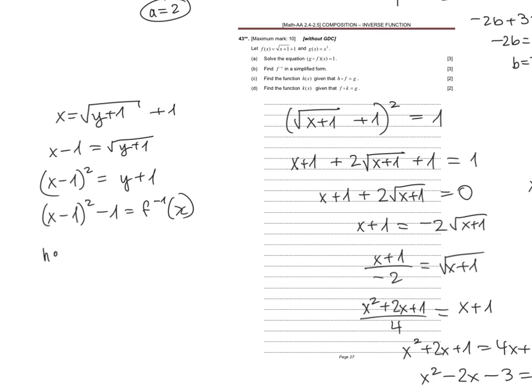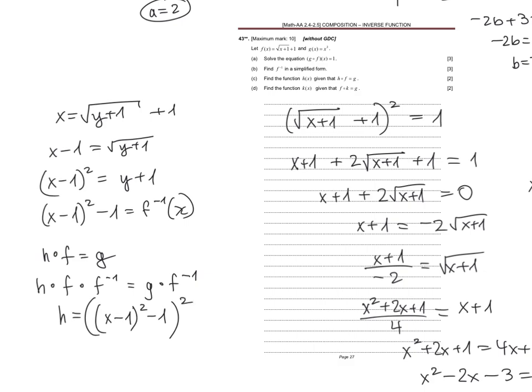Okay. Find the function h given that h of f equals g. So h of f equals g. And we want to find h. So we need to do h of f inverse. So g of f inverse. And that solves for h. So we need g and substitute the inverse in. So that's going to be x minus 1 squared minus 1. All of that squared.